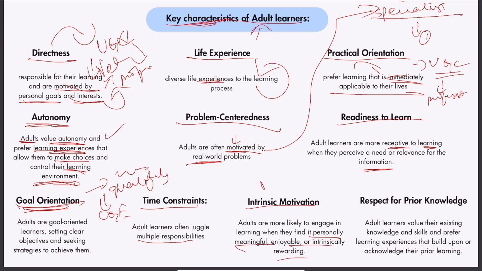Intrinsic motivation. Adults are more likely to engage in learning where they find it personally meaningful, enjoyable, or intrinsically rewarding. Because we do have that autonomy to decide what we want to learn, so we seek things that are intrinsically motivating. Respect for prior knowledge. Adult learners value their existing knowledge and skills and prefer learning experiences that build upon those or acknowledge their prior learning. Most of us do a bachelor's, then a master's, and then go ahead and do a PhD in that particular subject. So we have respect for prior knowledge.